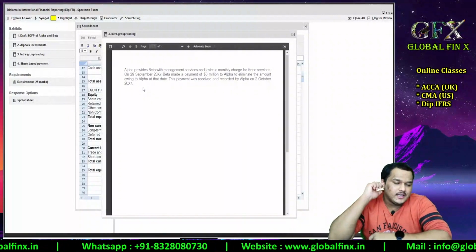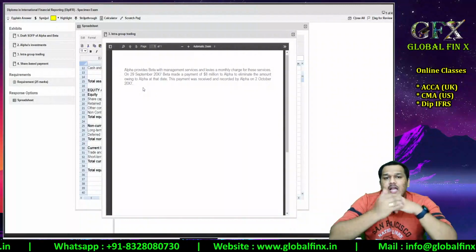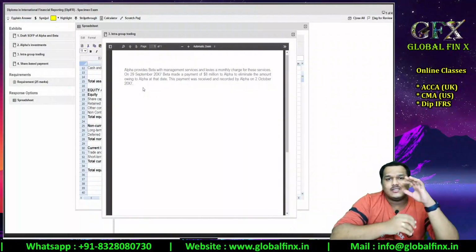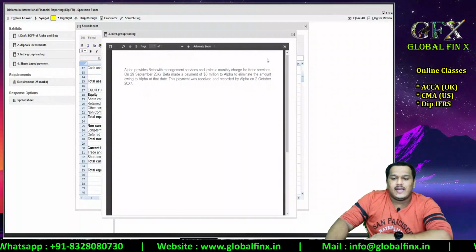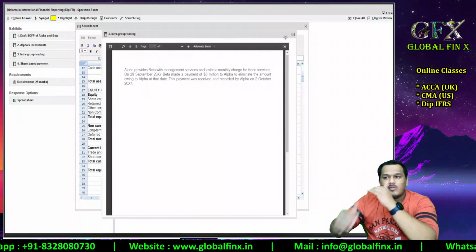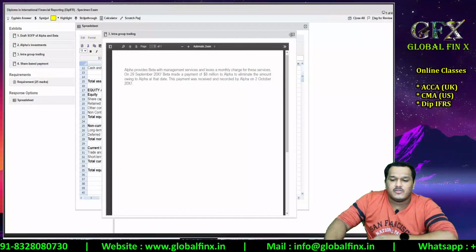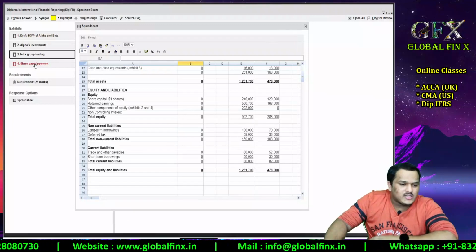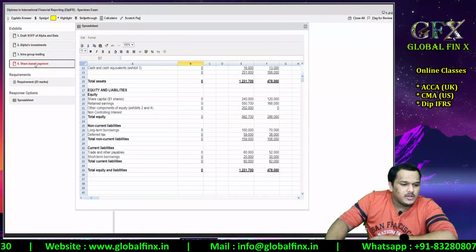We'll reduce that 8 million from the parent's receivables and we will include it in the cash in transit, that is cash and cash equivalents. We'll add that 8 million. So basically reduce receivables, increase cash, your balance sheet will remain the same. It's a very small adjustment that should not make any disturbance for you.